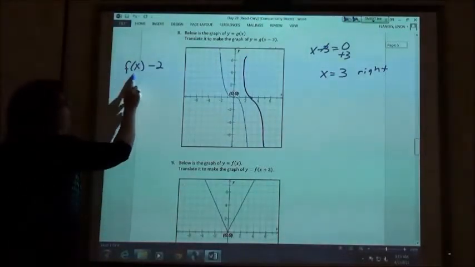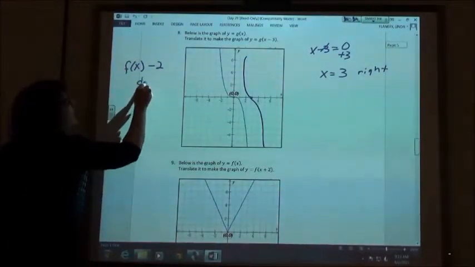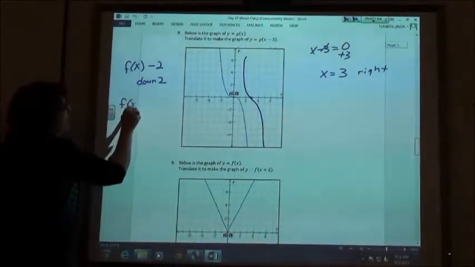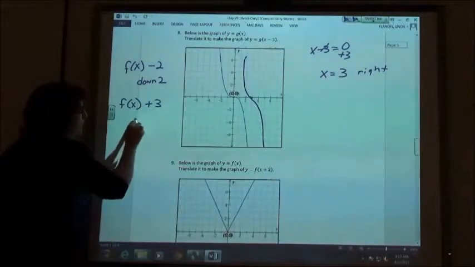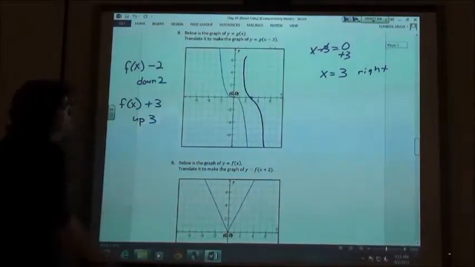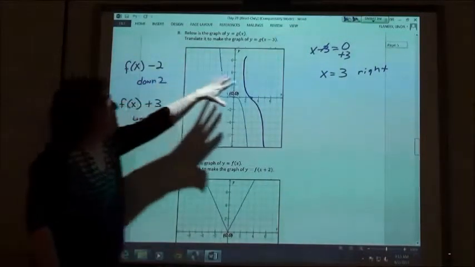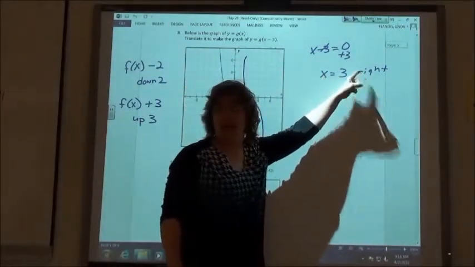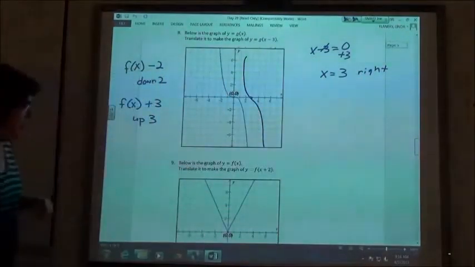So, if I have this, it moved it down 2. If I would happen to have this, it would move it up 3. When I have it like this, I actually have to do some solving. It moved it 3 to the right. Look at the next one.